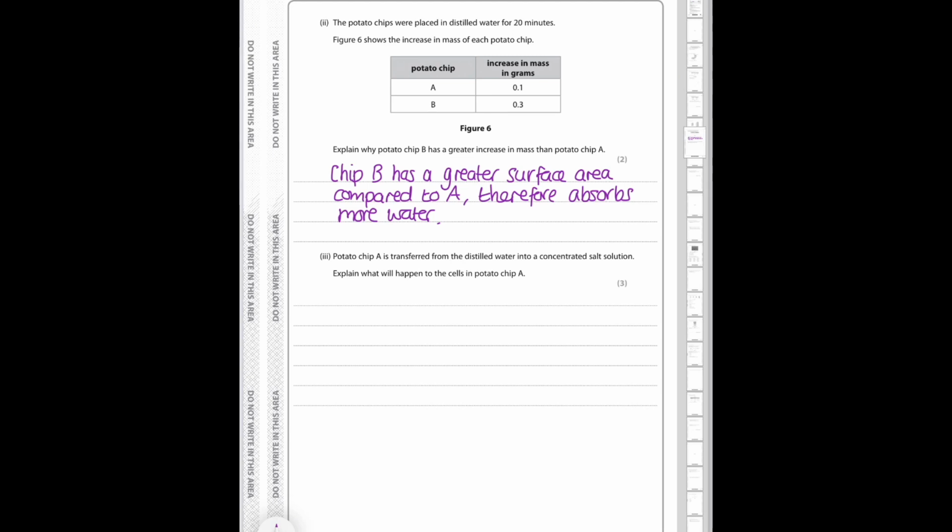Then for the next part of the question, part 3, it says potato chip A is transferred from the distilled water into a concentrated salt solution. Explain what will happen to the cells in potato chip A. Okay, so now we've put it into a concentrated salt solution, so there's less water outside. So the cells are going to lose water by osmosis from an area of high concentration, which is in the cells, to an area of low concentration, which is outside the cells, through the partially permeable membrane.